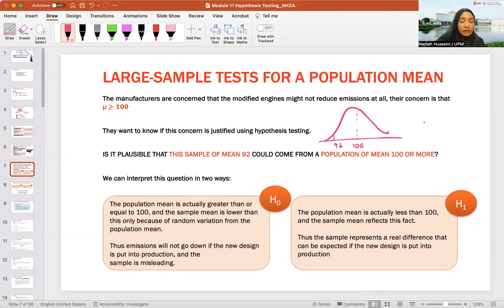We don't know yet. We have to find out. So is it possible that our mean can come from this normal distribution? So we're going to find out. So the population mean is actually greater than or equal to 100, and the sample mean is lower than this only because of random variation from the population mean. So this will be our null hypothesis.